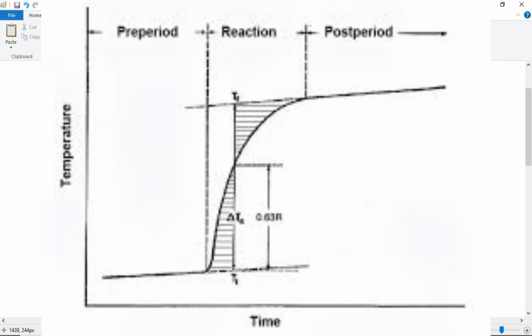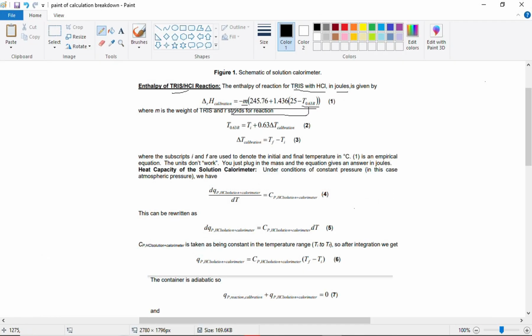So what I believe it is, is it's actually the halfway point for the total temperature change on either side, making it even overall. So using this temperature at 0.63 R, we can split it up into simply an initial temperature and 0.63 of some change in calibration temperature, which can then be simplified to a final minus initial temperature. They note that the subscripts I and F represent initial and final temperatures.